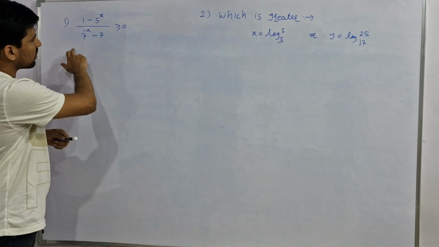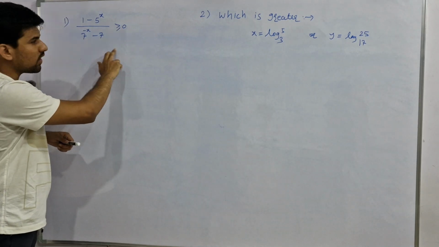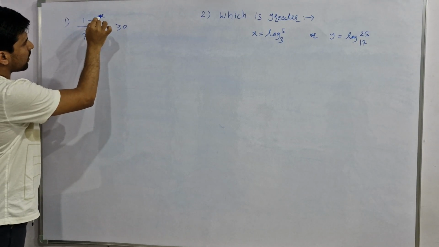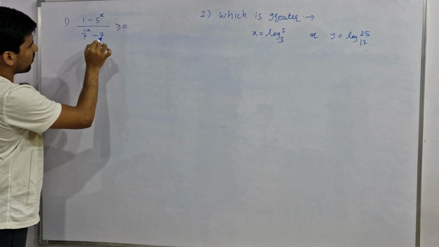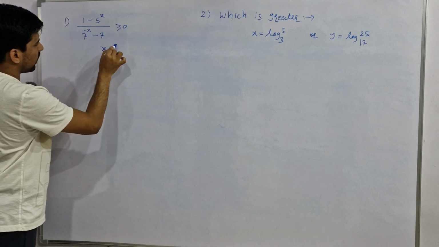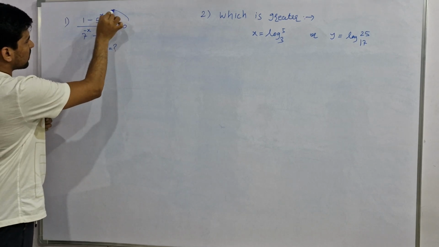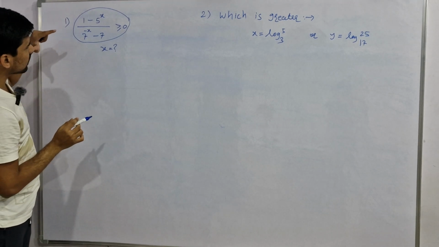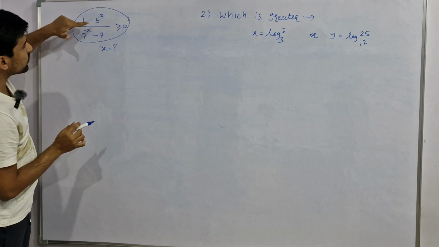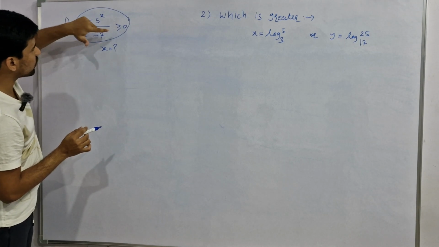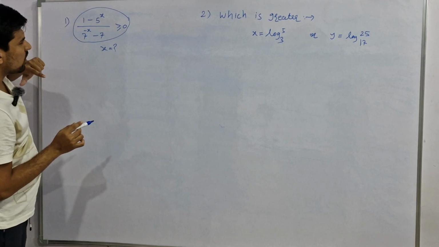Now let's solve first the problem involving exponential functions. You will see here (1 minus 5 to the power x) upon (7 to the power minus x minus 7) is equal to 0. We have to find the values of x such that this equation becomes true. Now you will see that (1 minus 5 to the power x) upon (7 to the power minus x minus 7) is greater than or equal to 0.